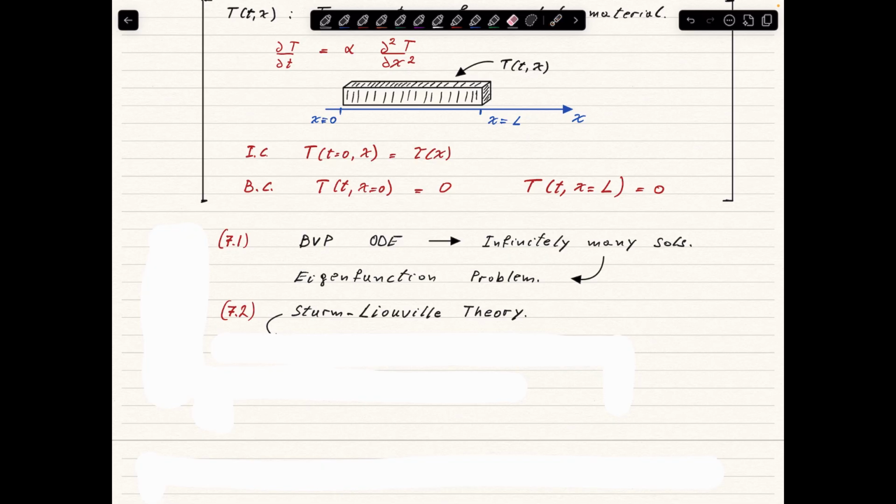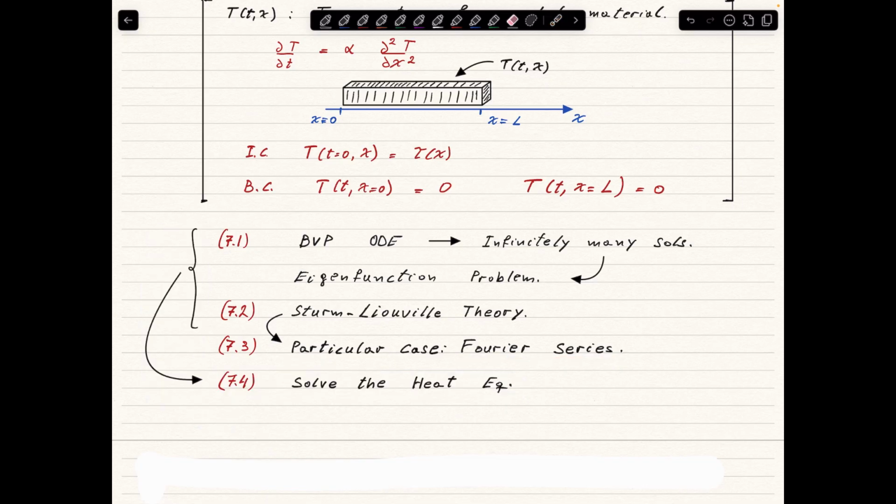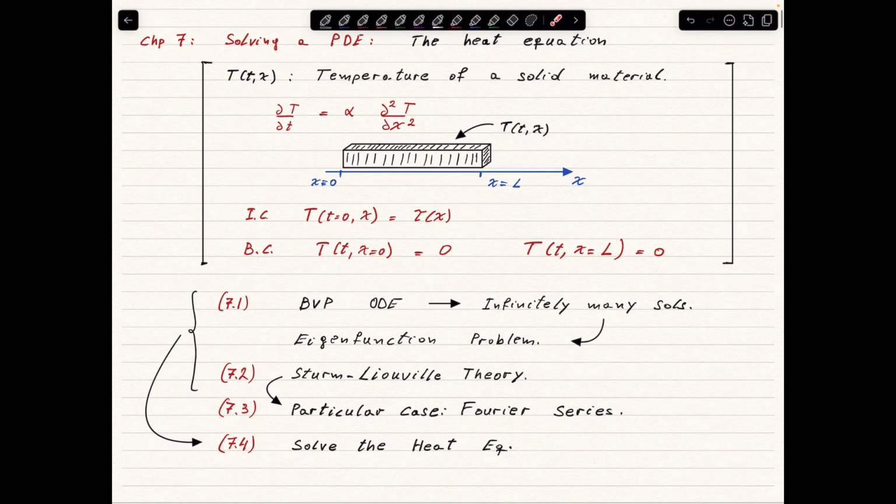At this point, we are going to study a particular case, which is called the Fourier series, which is widely used everywhere in science and engineering. After that, we are finally going to solve the heat equation using what we know about boundary value problems, eigenfunction problems, and their properties. So that's the plan for the last part of our class.